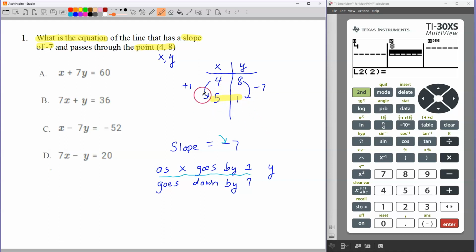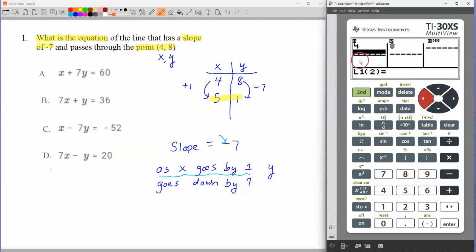Now what I'm going to do is enter this into the table over here. So I'm going to enter 5, 1. Let's scroll to the left over here and enter 5. Shows up here. To get it in the table, hit enter. And then we want to enter the 1 over here. So hit your right arrow and then enter the 1. 1 shows up here, hit enter. Double check everything. We have 4, 8 from our point here, and 5, 1. That's what we generated using the slope.